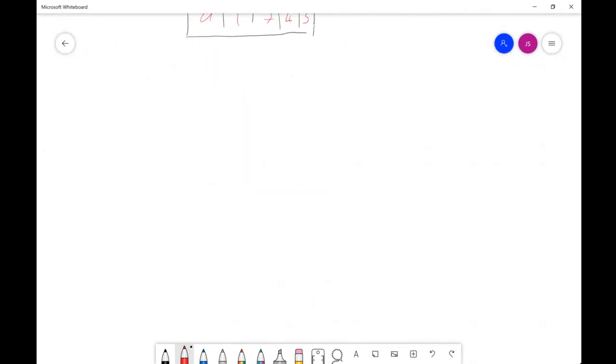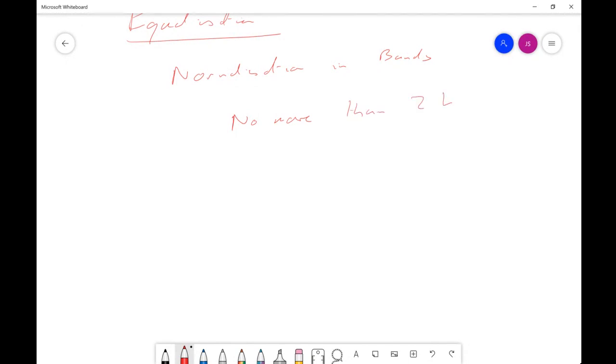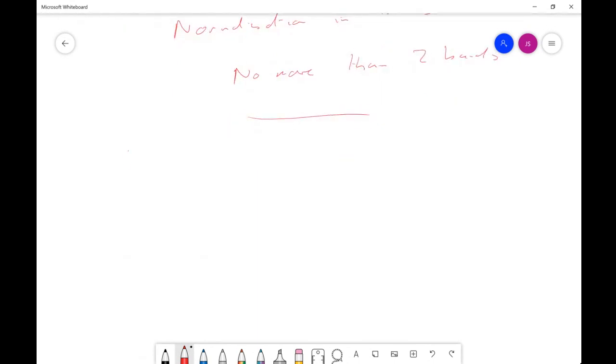Right, then there is taking this one step further for equalization. And equalization is minimization in band, normalization in bands. So, and again, should an exam question come up, it would be no more than 2 bands. We also have window operations.